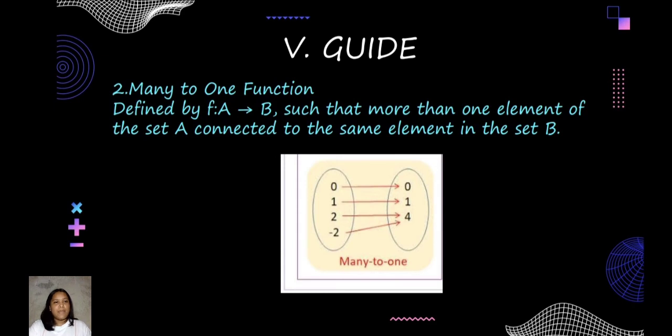Second, many-to-one function, defined by f: A to B, such that more than one element of the set A is connected to the same element in the set B. The given example is in the picture.